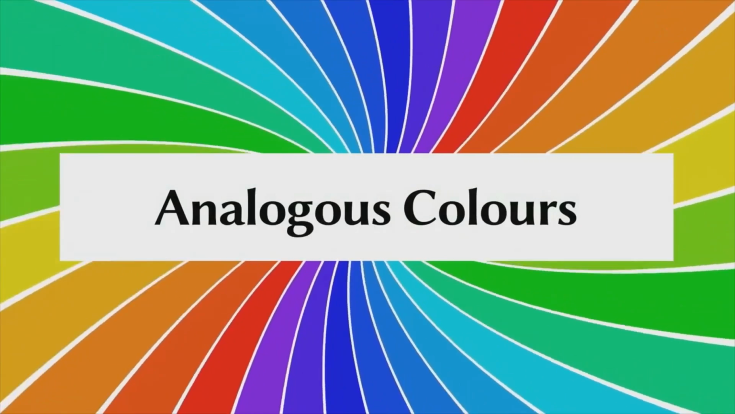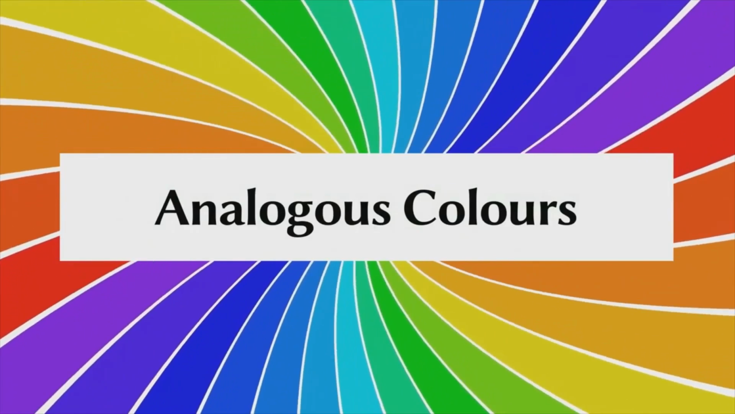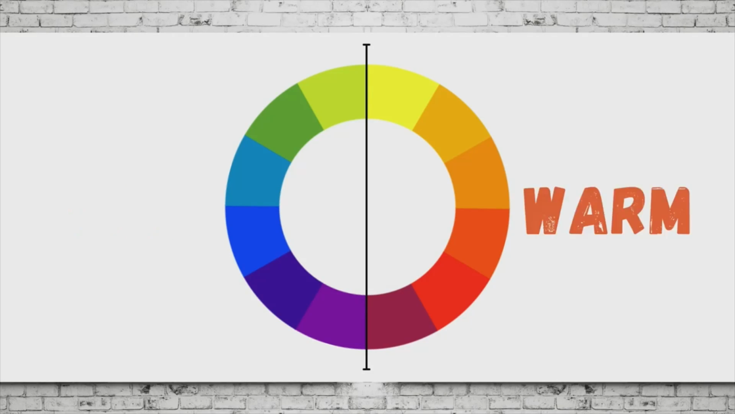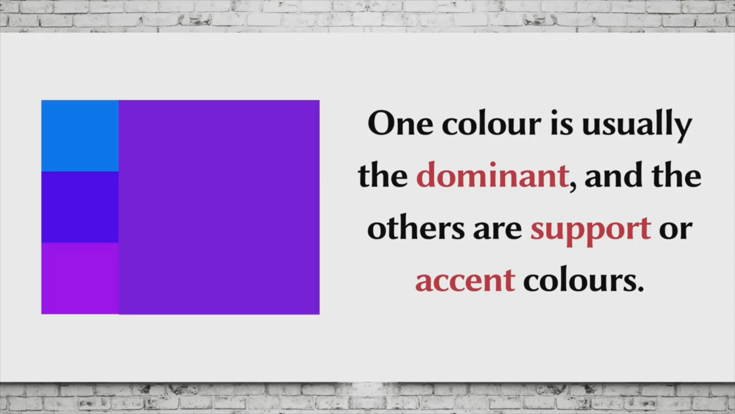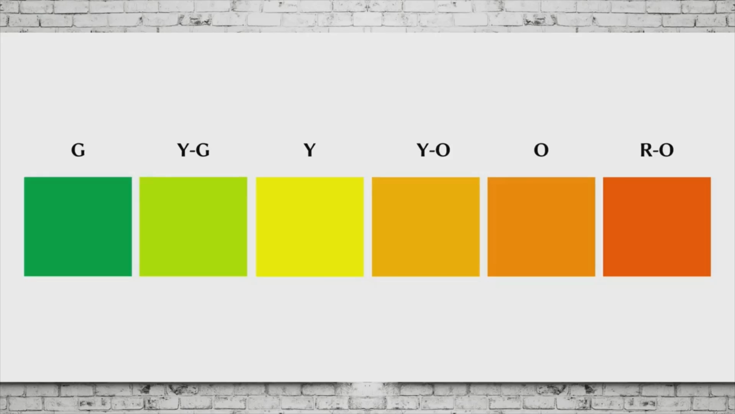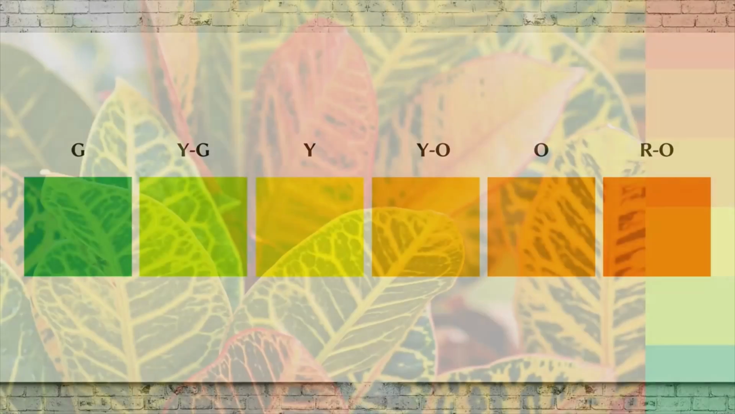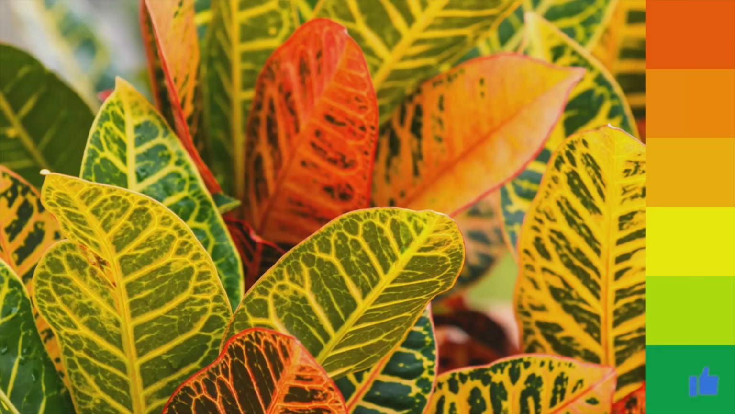When choosing analogous colors, it is recommended to choose cool colors or warm colors. One color is usually used as a dominant color. The others are support or accent colors. If you decide to use a combination of both warm and cool colors, you must do so carefully.